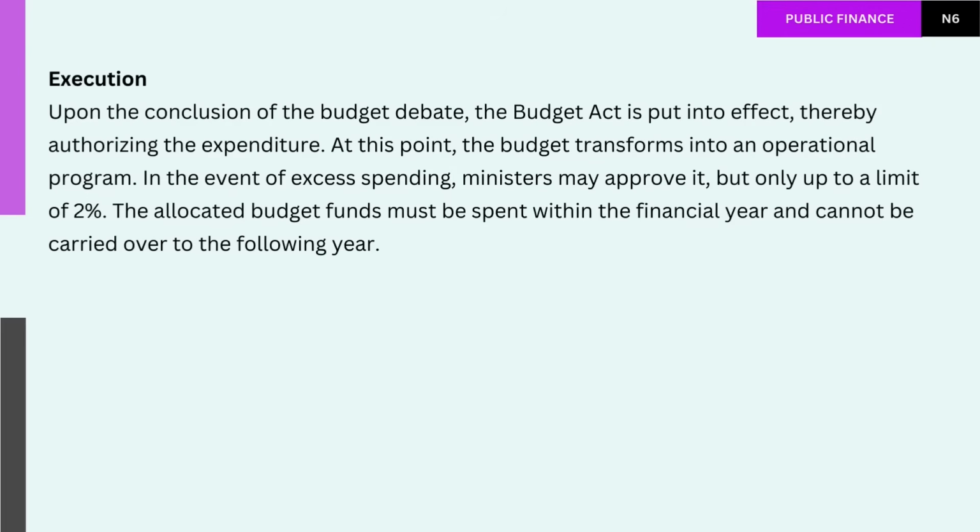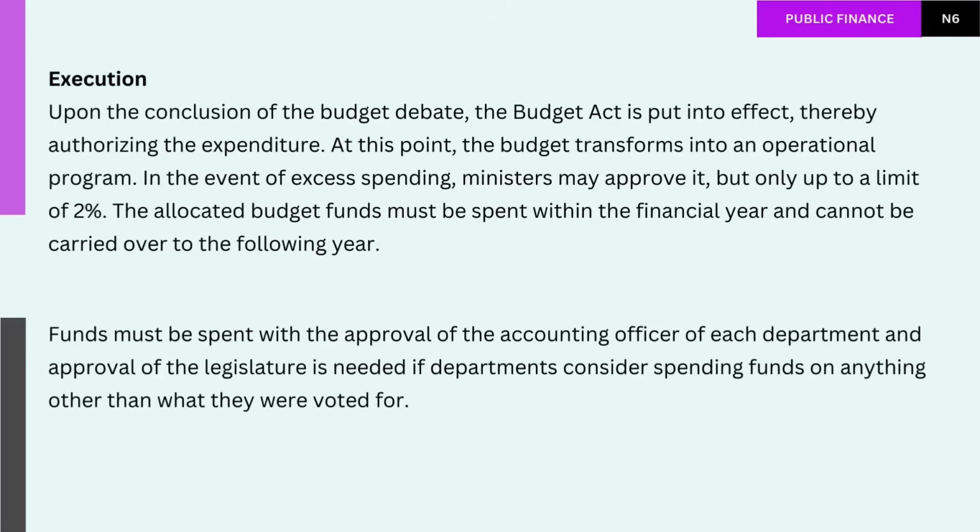3. Execution. Upon the conclusion of the budget debate, the Budget Act is put into effect, thereby authorizing the expenditure. At this point, the budget transforms into an operational program. In the event of excess spending, ministers may approve it, but only up to a limit of 2%. The allocated budget funds must be spent within the financial year and cannot be carried over to the following year. Funds must be spent with the approval of the accounting officer of each department, and approval of the legislature is needed if departments consider spending funds on anything other than what they were voted for.